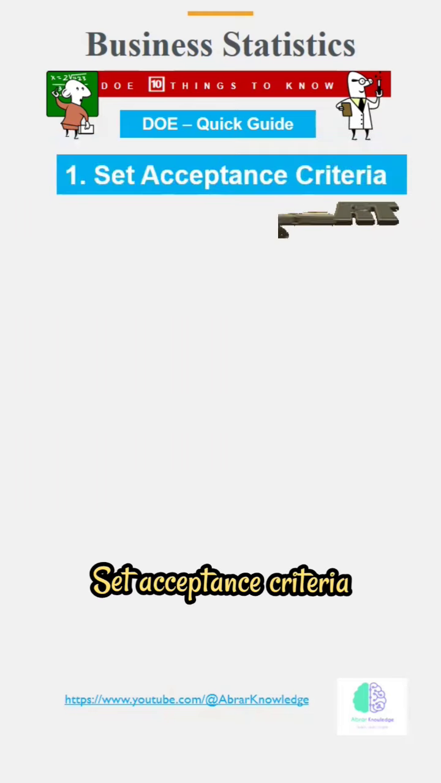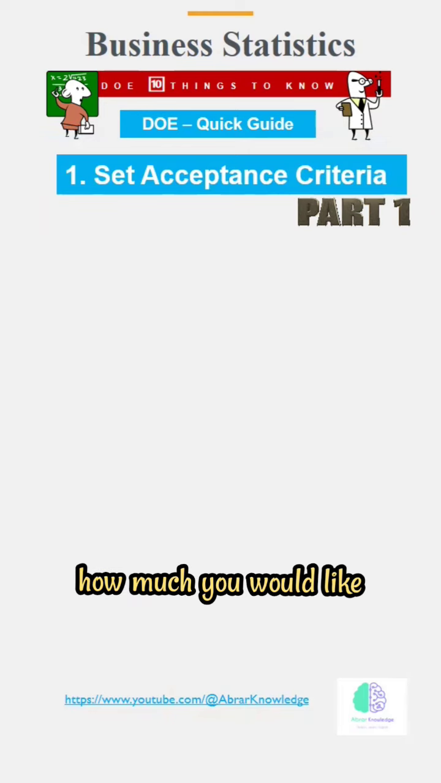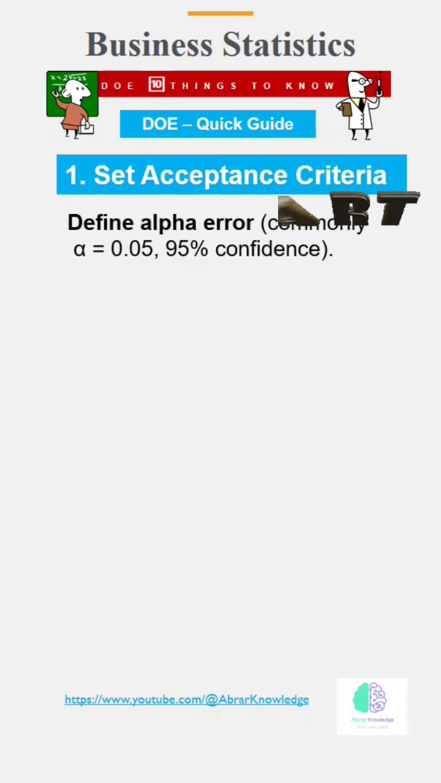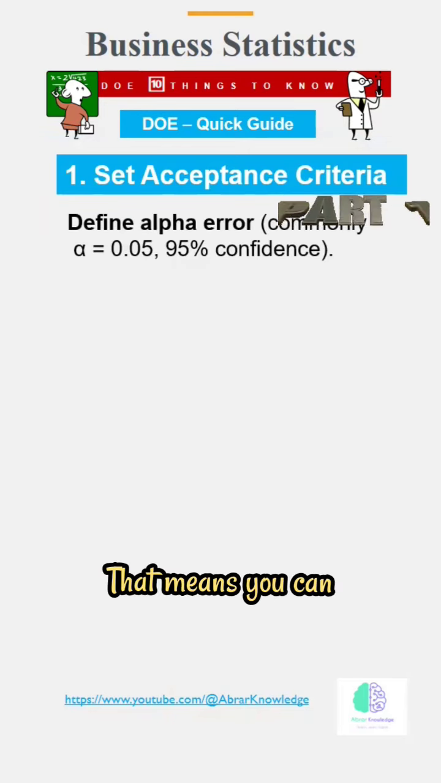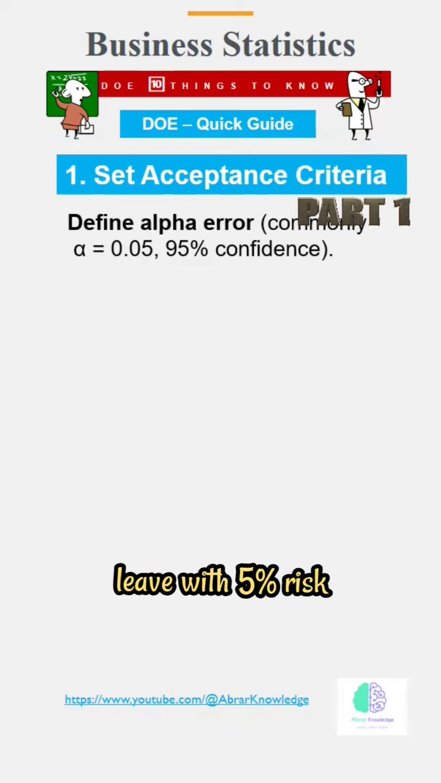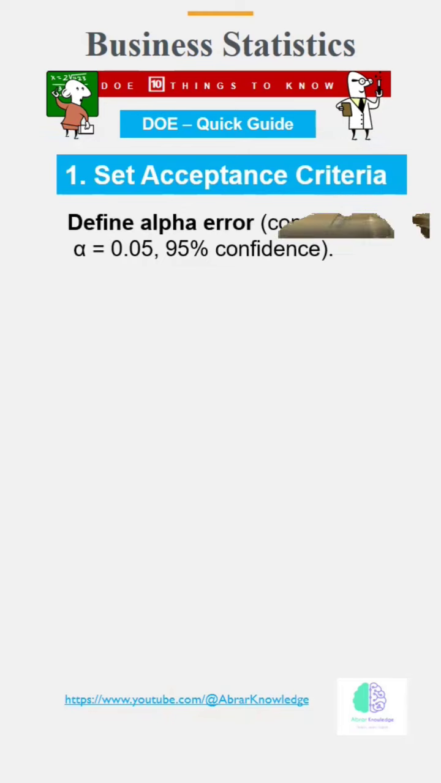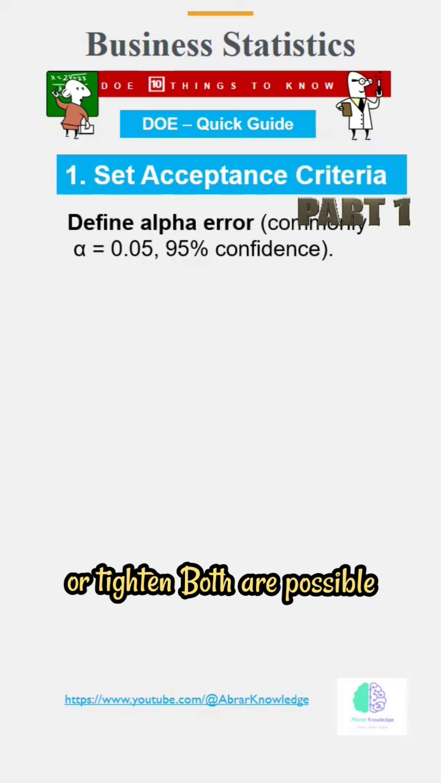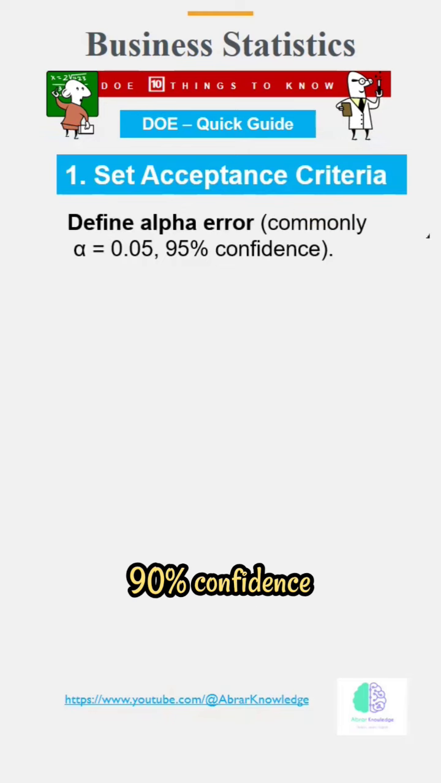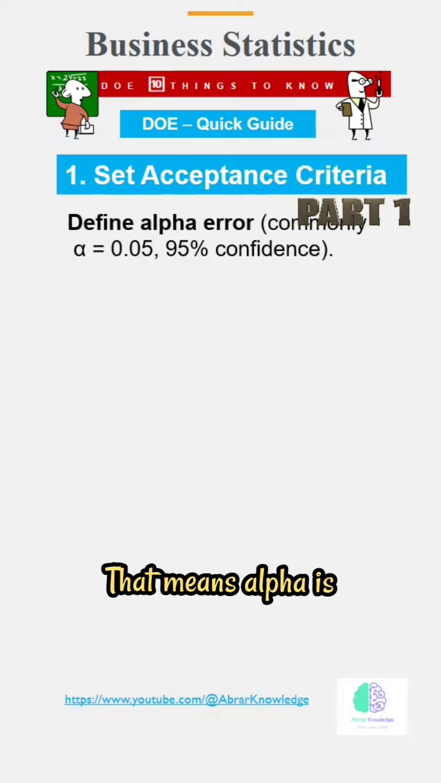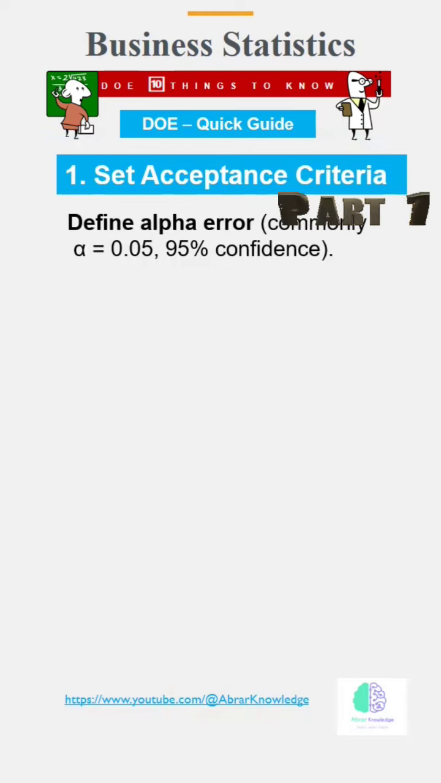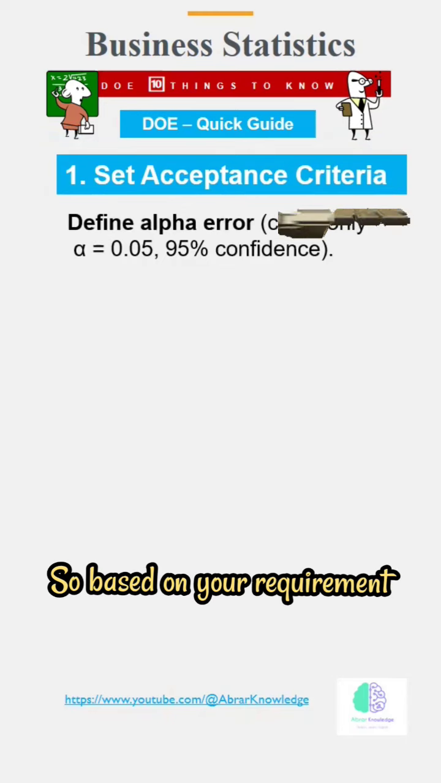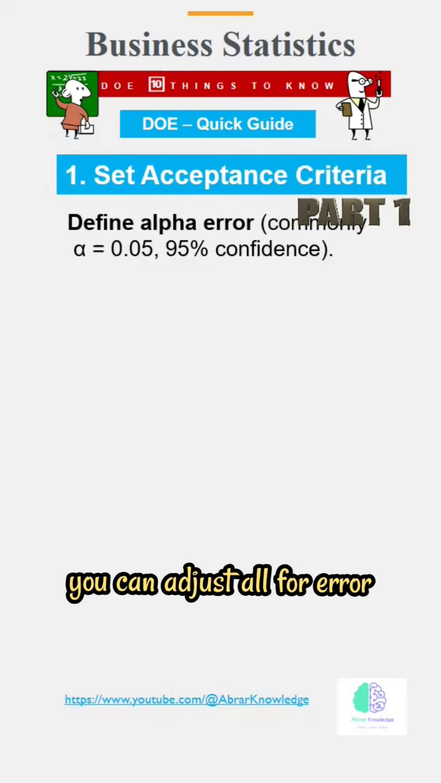Set acceptance criteria. How much you would like to have. For example, 95% confidence. That means you can live with 5% risk, right? Or if you wanted to widen or tighten, both are possible. For example, 90% confidence. That means alpha risk is going to be 10%, right? So based on your requirement, you can adjust alpha error.